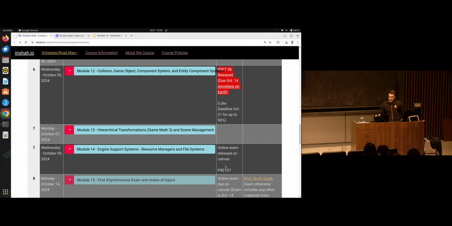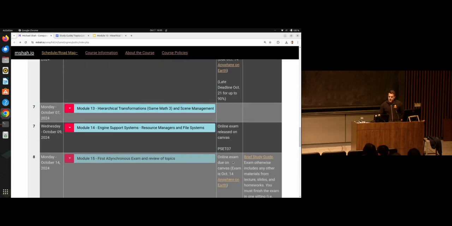PSET 7, which I'm planning to release tomorrow. In some ways, it's a nice one for me because I'm just going to let you loose, and well, there'll be a little bit of implementation with some of the math stuff we're going to talk about, but I'm basically going to tell you to build a game, like Space Invaders, basically. So you get to be let loose a little bit there. So that's going to be coming up again, probably.